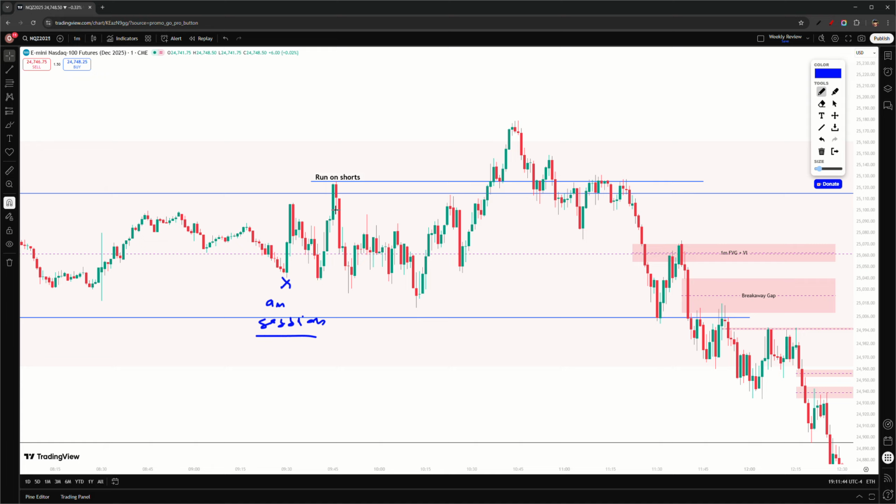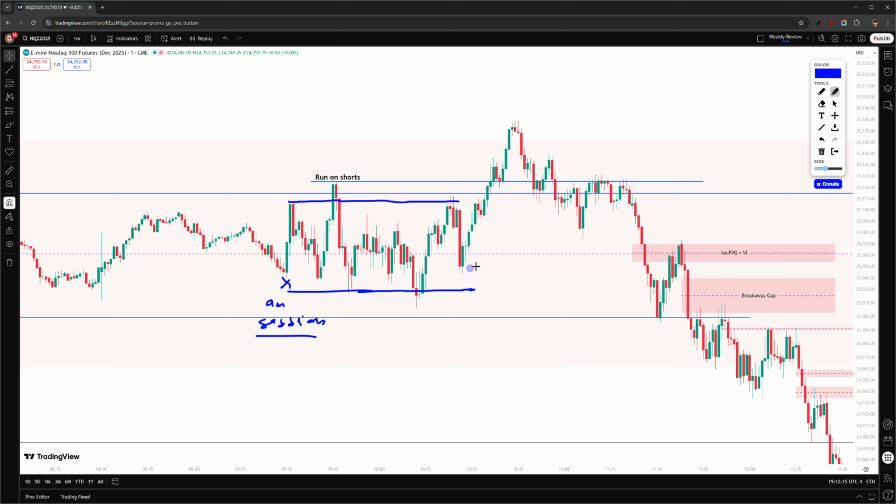And we pretty much consolidated for about an hour, right? And at exactly 10:30, so most of the hour was only consolidation, and at 10:30 we started to have some movement, right?